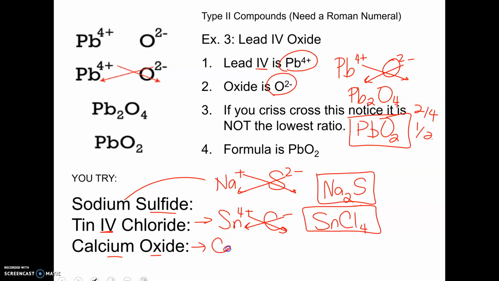And finally, calcium oxide. So calcium is a +2. Oxygen forms oxide, -2. Crisscross our charges. Now notice we get Ca2O2, but that is not the lowest ratio, right? That would be like having a fraction that's 2/2. So we're going to reduce that, and it's going to be CaO.